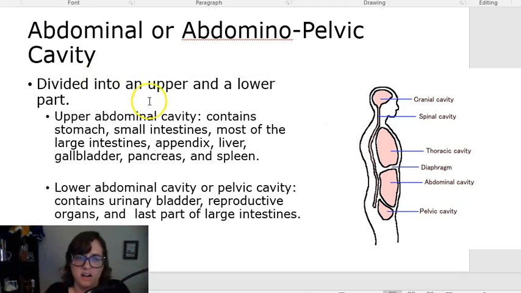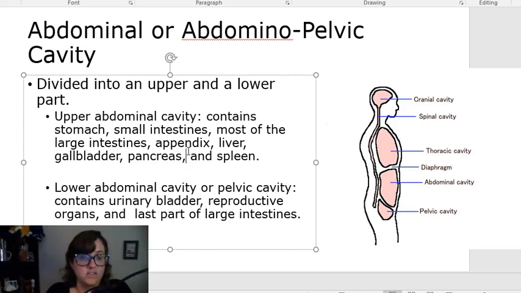The upper part contains a lot of the digestive organs. So you have your stomach, your small intestines, most but not all of the large intestines, the appendix, which people are still on the fence about, but it's probably involved in immune system stuff, the liver, the gallbladder, the pancreas, and the spleen. I'm saying these words because you should know where these things are, very generally, for your lab. We'll talk about that later. Then there's the lower abdominal cavity, or the pelvic cavity.